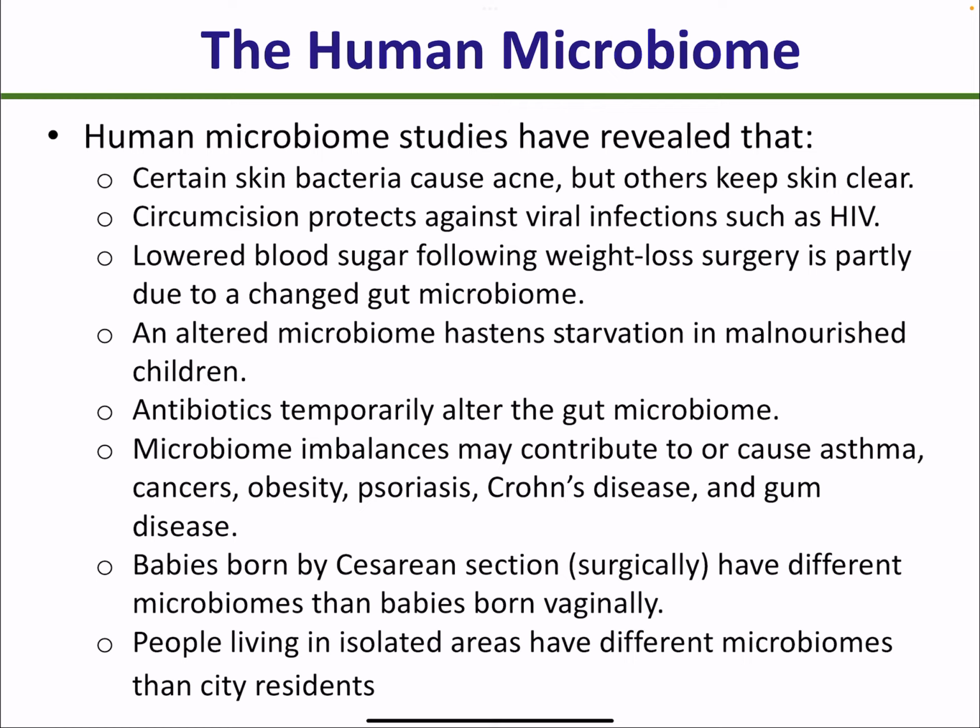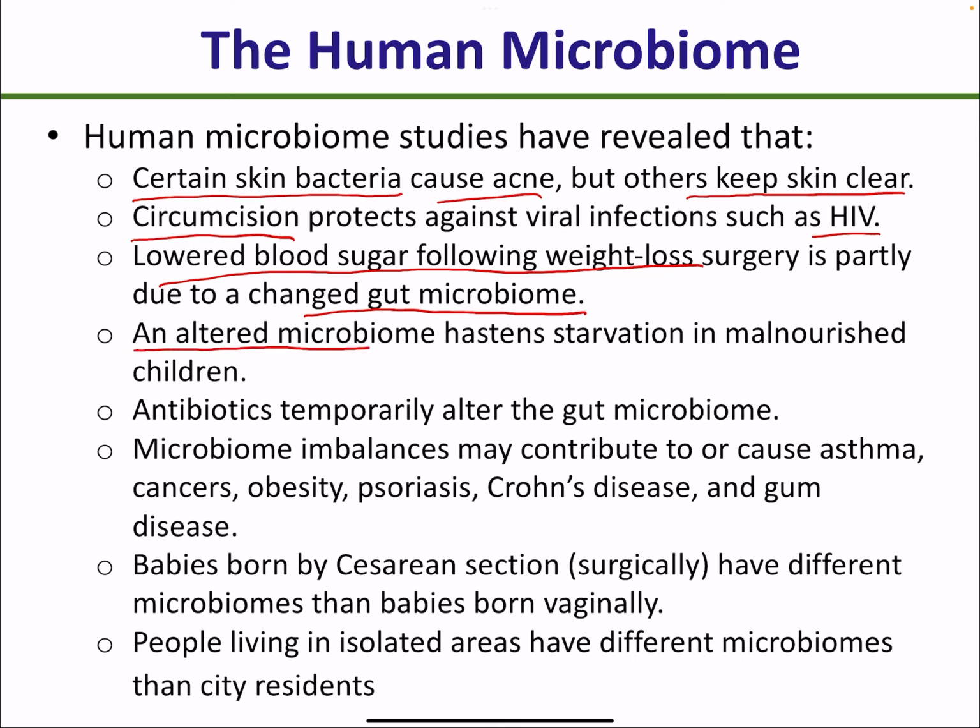So the human microbiome has revealed a number of things. For instance, certain skin bacteria cause acne, but others are going to keep the skin clear. Circumcision has been shown to protect humans against some infections, including HIV. Lowered blood sugar following weight loss has been observed, and this is partly due to a change in the gut microbiome during the surgery. Whenever the microbiome is altered, this has hastened starvation in malnourished children.